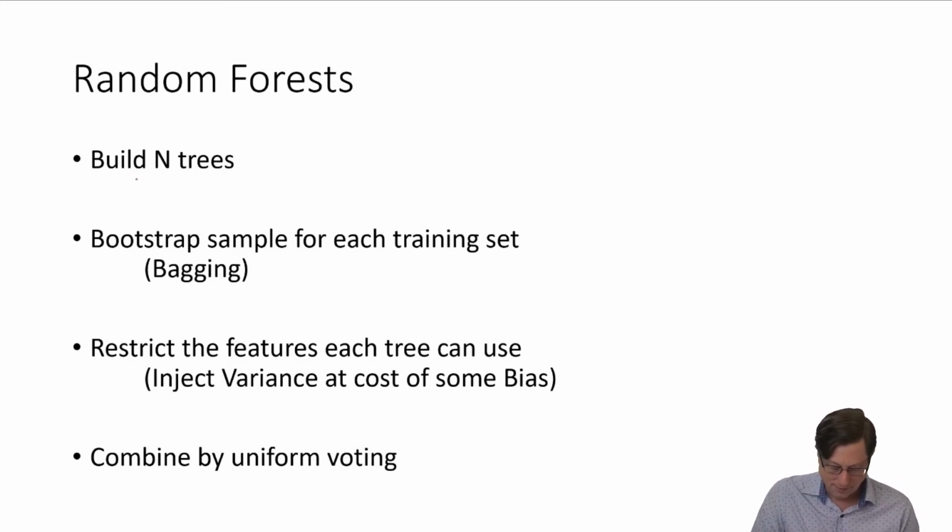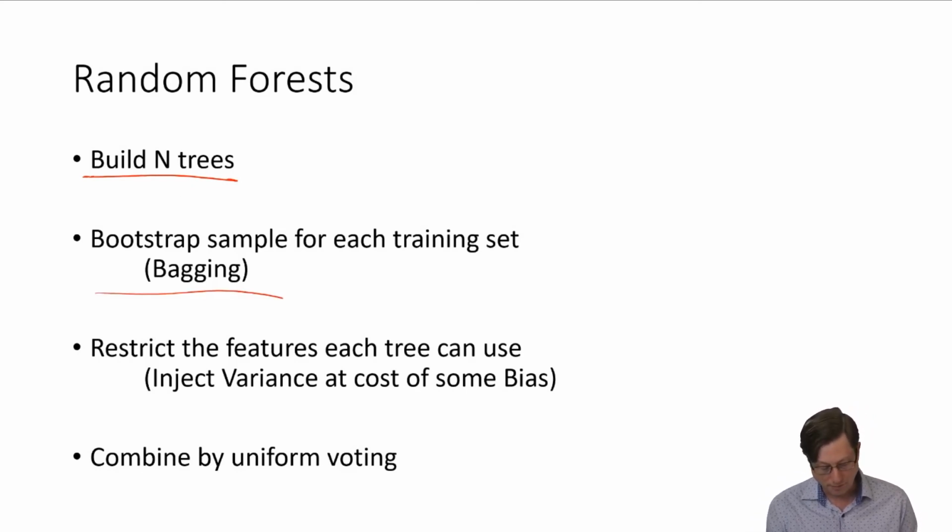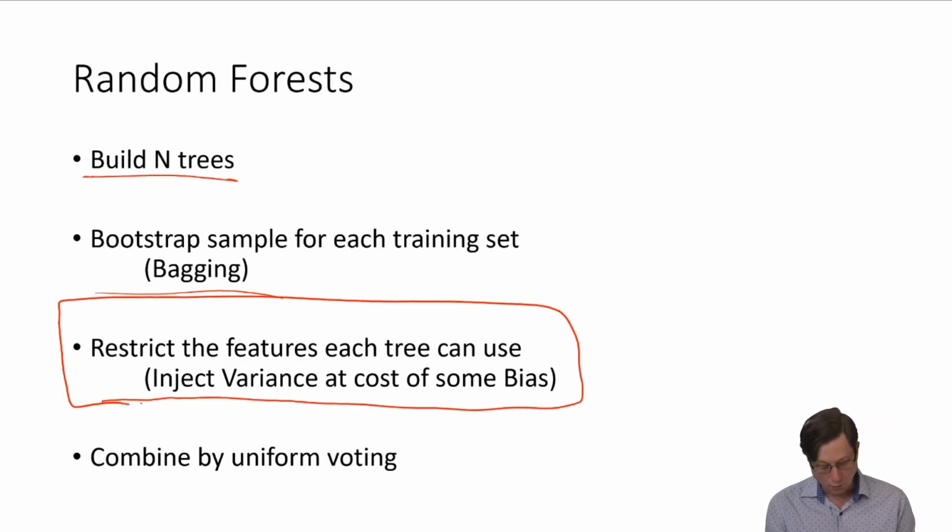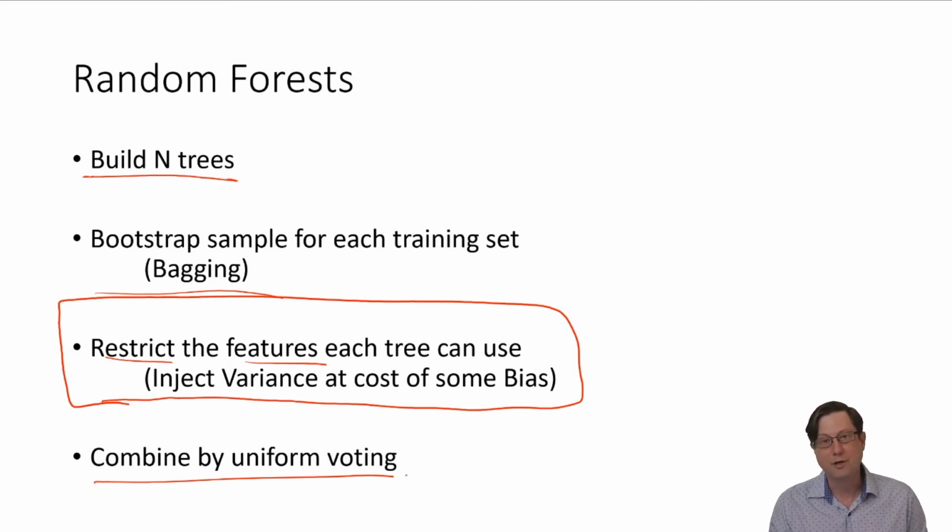Random forest, just like bagging, you build n trees, you build them on bootstrap samples, so you're doing bagging, and here's the additional thing that you do. Each tree that you learn, you restrict the features it can use to add additional variance at the cost of bias. And this just accentuates how the bagging approach can really deal with variance, to the point where an already high variance model, decision trees, is not enough variance. You can add even more variance, and that tends to result in models that generalize much better and give you much better bias variance trade-offs. And then at the end, you combine by uniform voting, just like we said before.